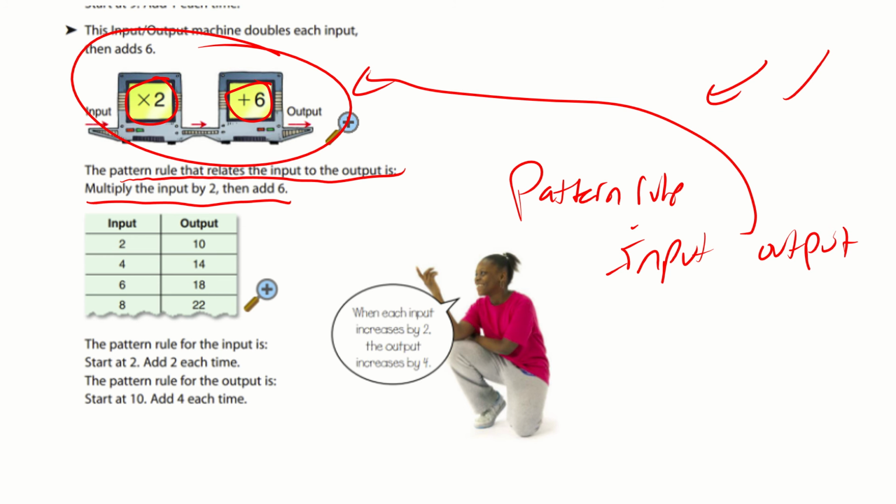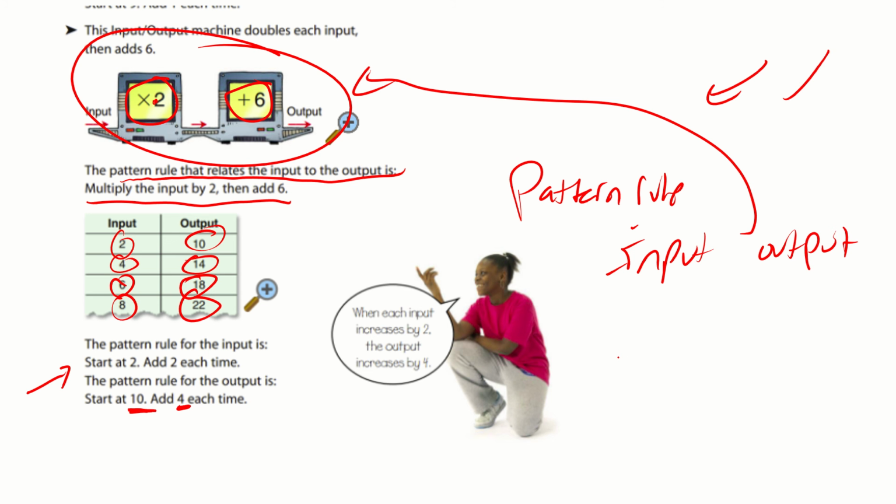Now we look at our table here and we go 2 times 2 plus 6 is 10. 4 times 2 plus 6 is 14. 6 times 2 plus 6 is 18. And 8 times 2 plus 6 is 22. So the pattern rule for the input is we start at 2 and we add 2 each time this time. We didn't go up by 1. We went 2, 4, 6, 8. The pattern rule for the output is we start at 10 and we add 4 each time.